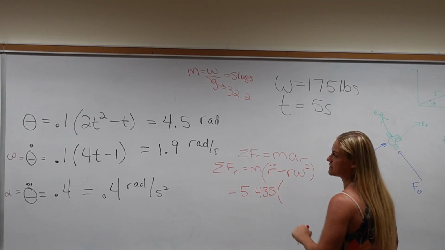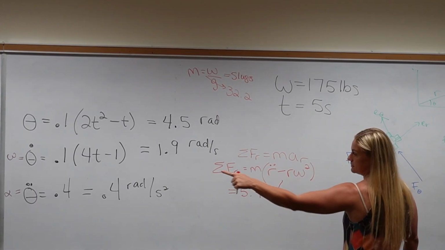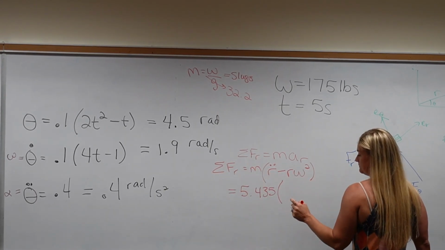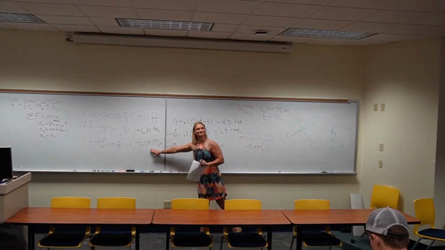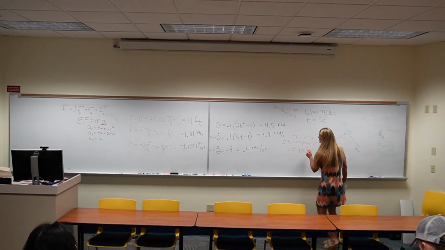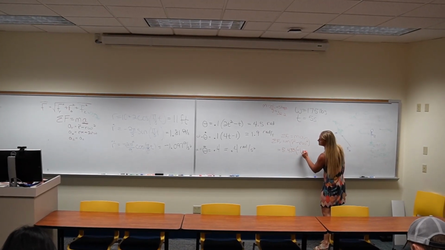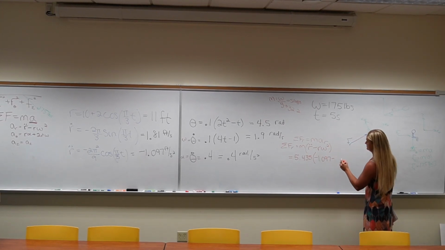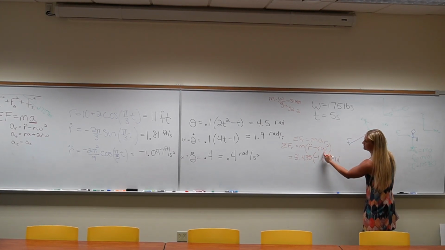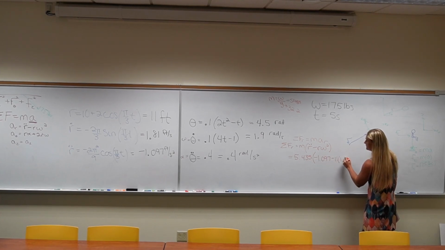What did I get for R double dot? Good. So you have to be able to go back and find out what you calculated previously. Minus, what did I get for R? 11. And omega? 1.9, good.